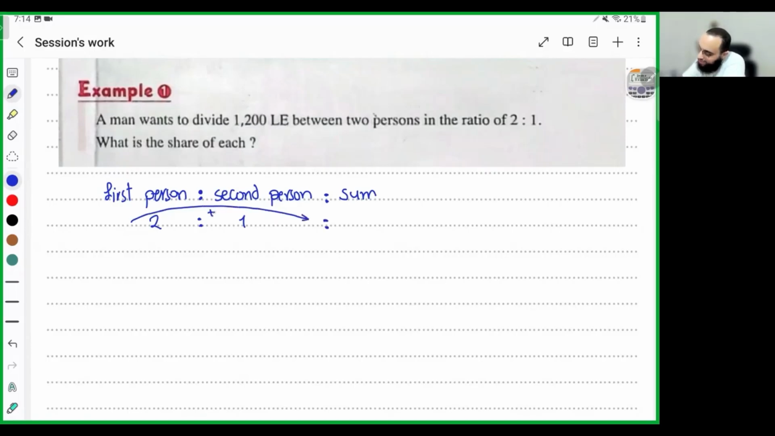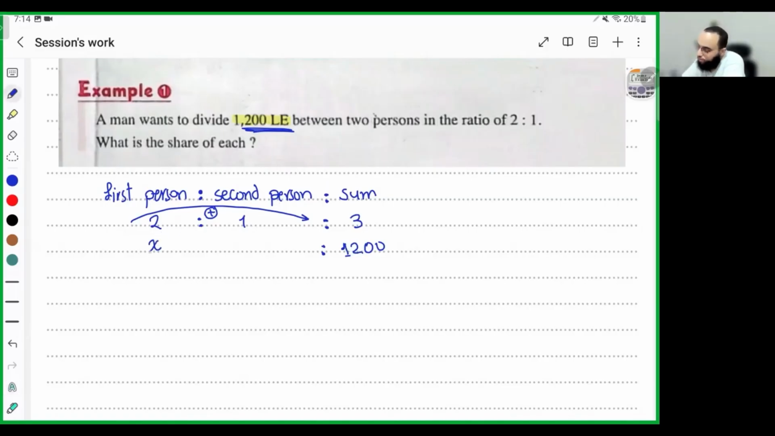Yes, we have to add the ratios, which are 3, and below the 3, we will put the actual sum in the question, which is 1,200. So again, the first section is for the first person, and the second section is for the second person, and there is an extra section, I call it the sum, because 1,200 is the sum of the two persons together. Then I added the ratios. The first ratio is 2 and the second ratio is 1. 2 plus 1 equals 3. Below the sum, there is the actual sum that was in the question.